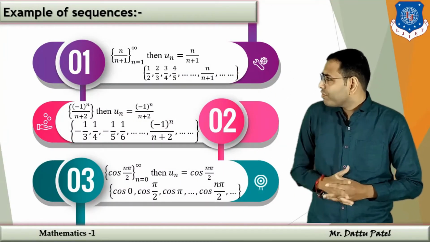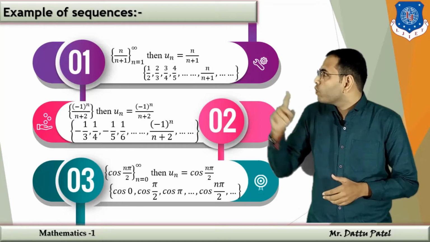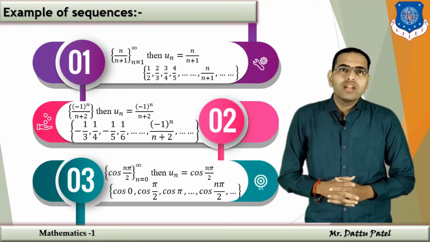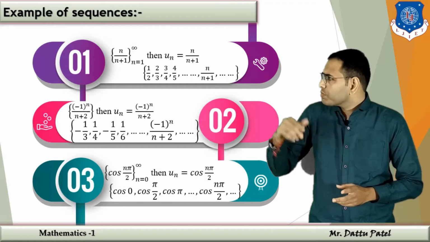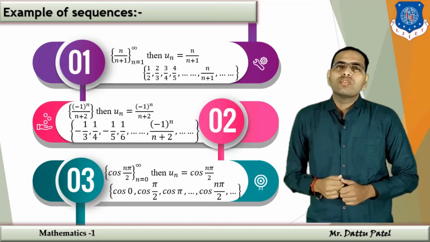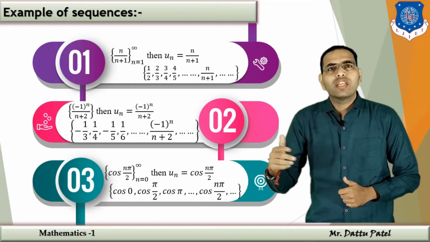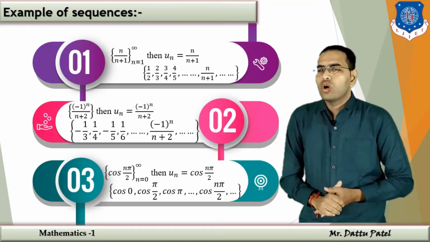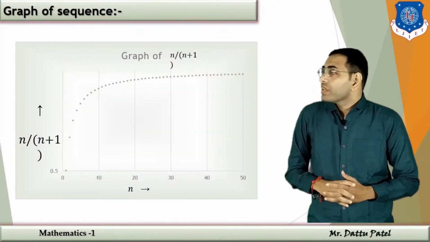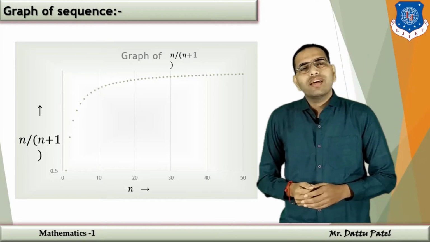Here the first sequence is n upon n plus 1, where n runs from 1 to infinity. Here the nth term of the sequence, un, is n upon n plus 1. Now substitute n equal to 1 in un, then we get 1 by 2, then n equal to 2, we get 2 by 3, n equal to 3, then we get 3 by 4, and so on. Let's see the graphical representation of the sequence. Here this graph indicates n versus n upon n plus 1.